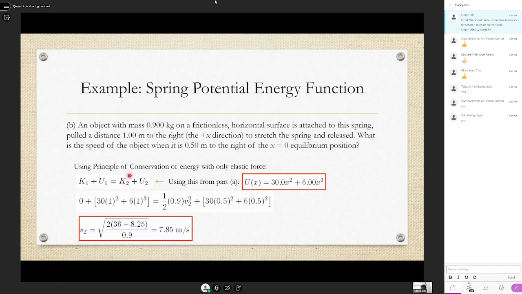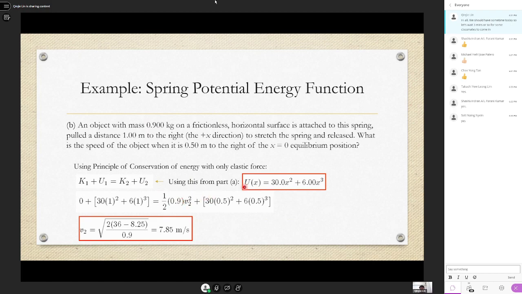Then you can look at the other side. K2 plus U2. This second point that we are looking at is 0.5 meters away instead of 1. Because it's traveling halfway already, from the end, there will be speed involved, right? If there's speed involved, there is kinetic energy. So you write the formula for kinetic energy, half mv squared. M you already know from here. This v you don't know yet. That's why you want to solve it, right? This is what you need to solve. You just put it here first.